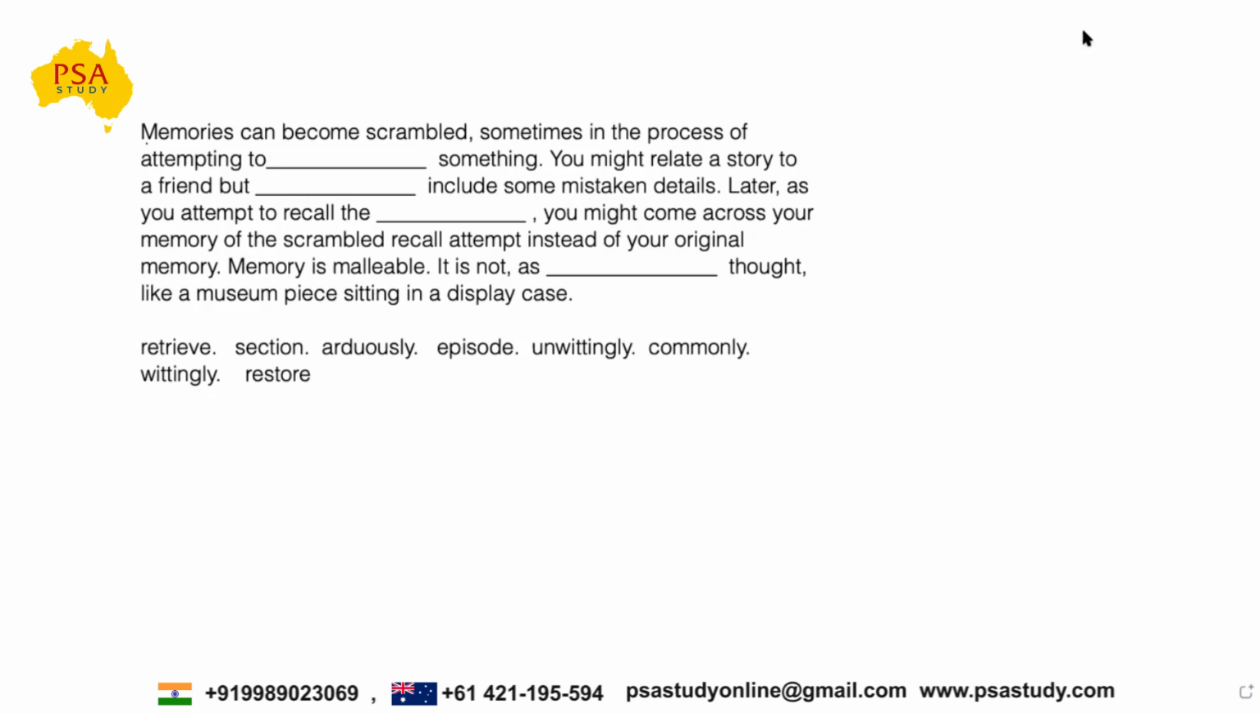Memories can become scrambled sometime in the process of attempting to dash something. So with to, we always use the first form of the verb. And if we just see the verbs down towards the options, we have only two options, either retrieve or restore. Apart from that, other options are either adverbs or nouns. Okay, so only two options, retrieve or restore. So by knowing the sense, retrieve is fitting better over here. So I'll be filling retrieve.